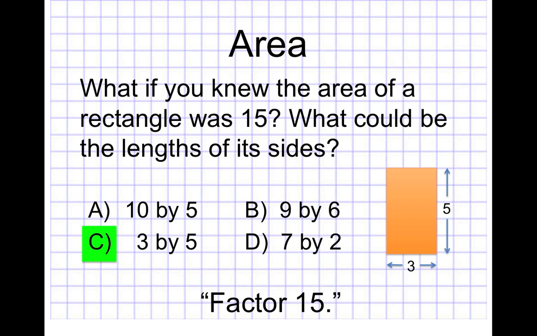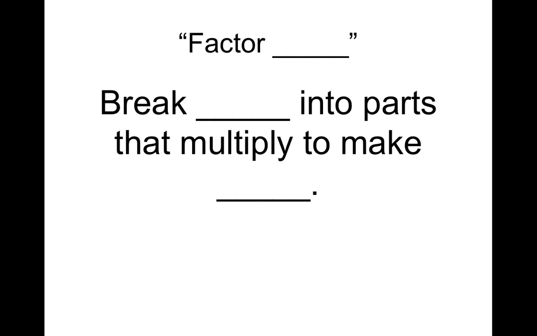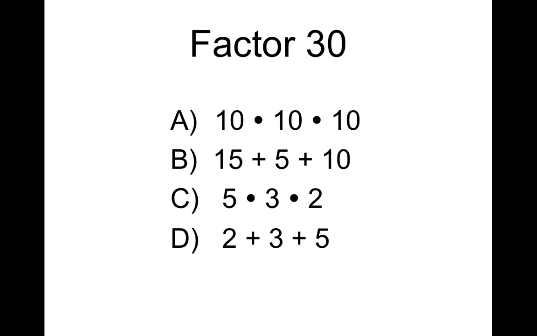Whether you realized it or not, what you just did by answering this question was to factor the number 15. When you factor anything, it just means you break that thing into parts that multiply to make that thing. So if you were asked to factor the number 30, which choice would be correct?